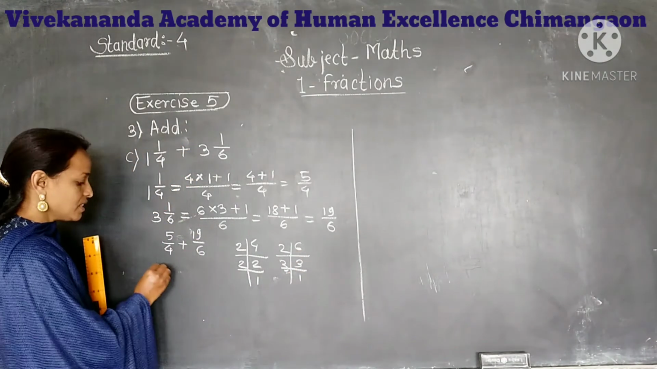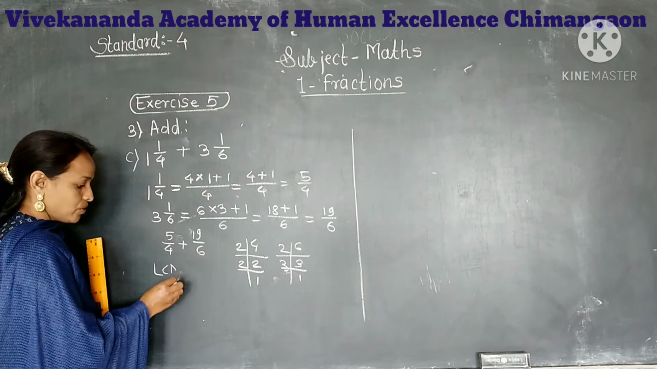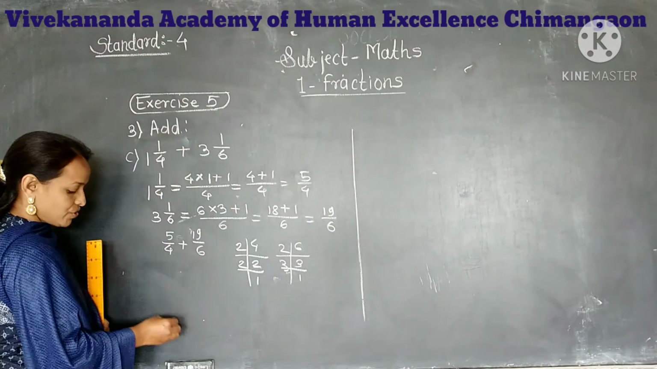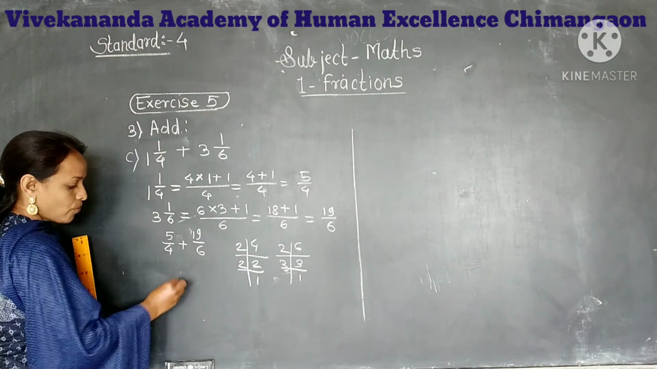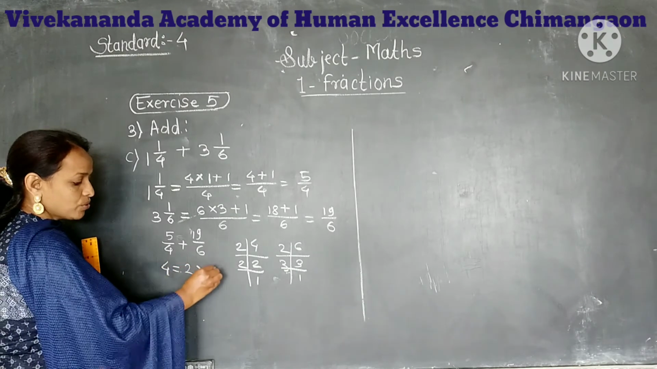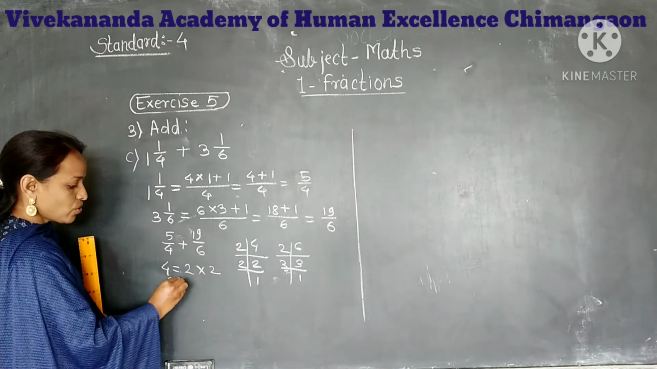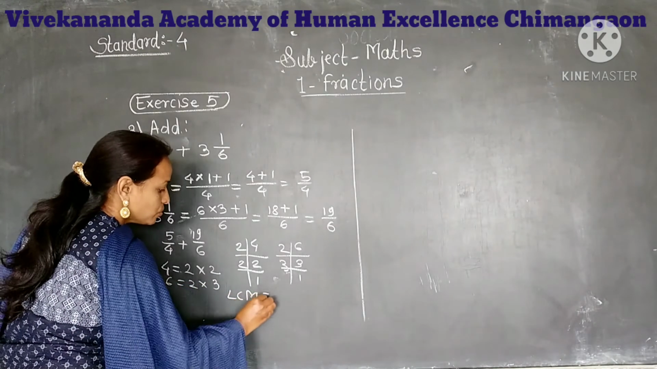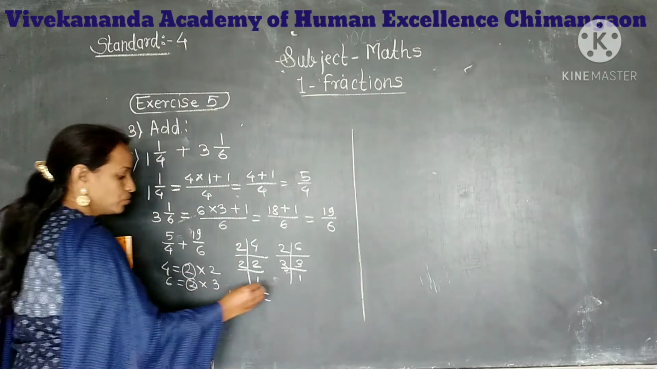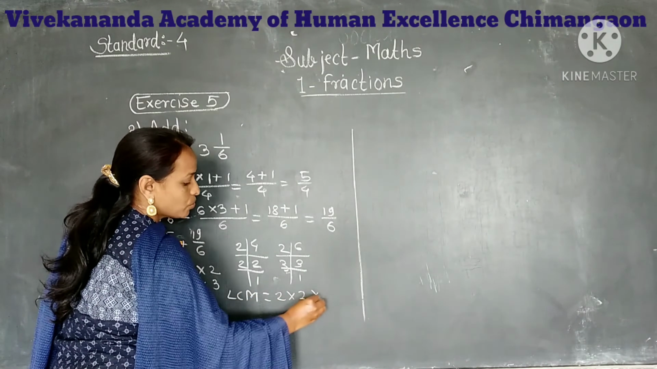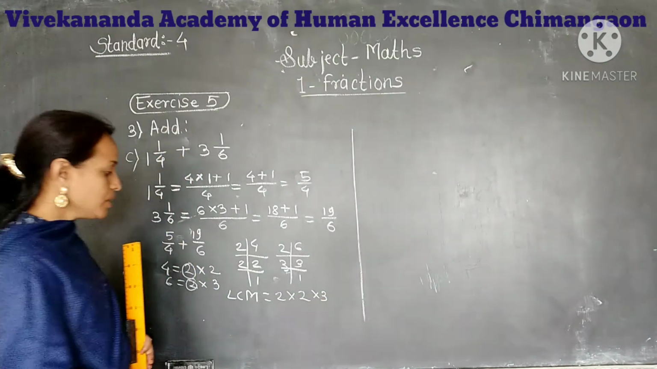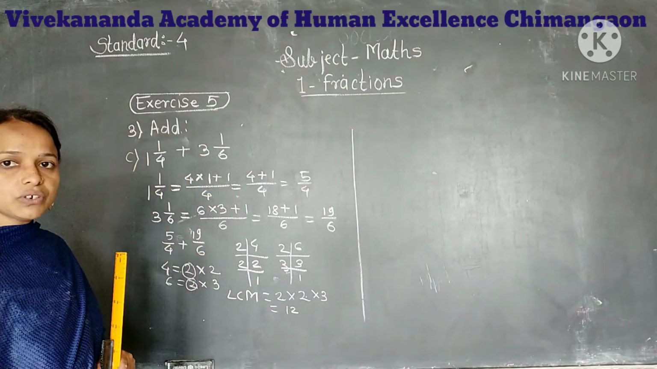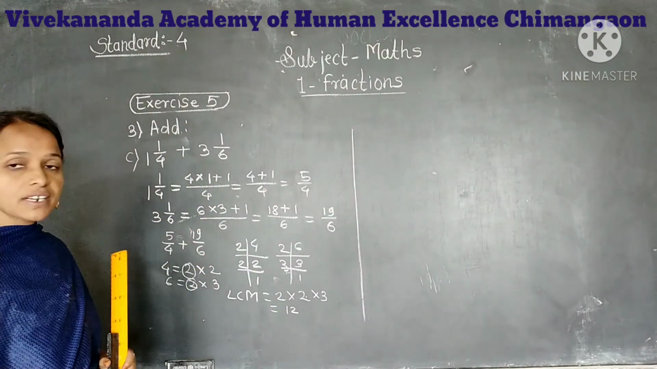Now LCM. So first we have to find prime factorization: 4 is equal to 2 into 2 and prime factorization of 6 is 2 into 3. So LCM is equal to common factor 2 and uncommon factors 2 and 3. So we multiply, we get 2 2s are 4, 4 3s are 12. So we get LCM 12. Now we convert the denominators to 12.